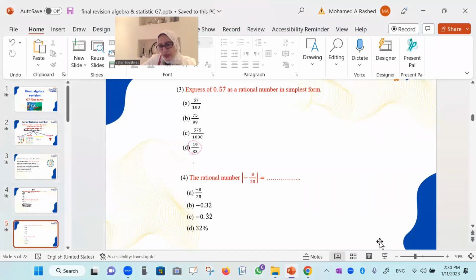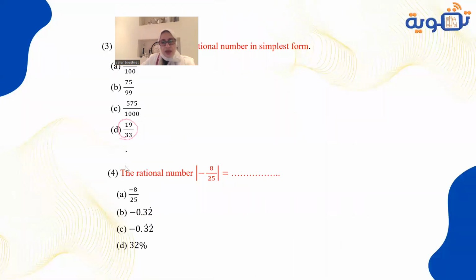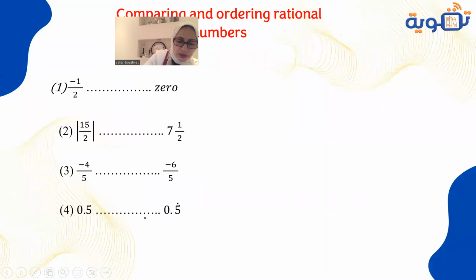By the same way, now, how can I make this rational number, how can I find what it equals? So in the beginning, we know the absolute value will make the answer positive. So all the choices here are negative, so I'll choose 23%.